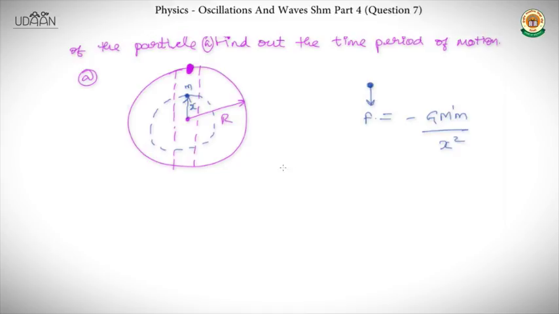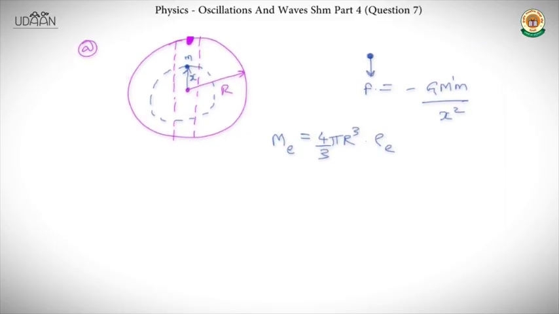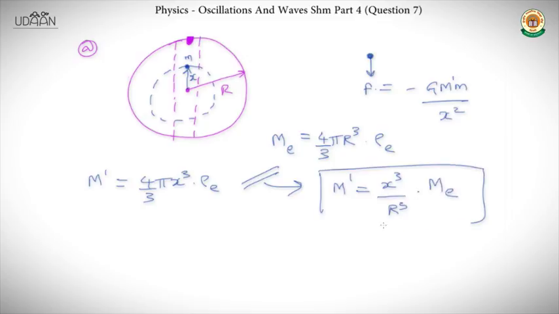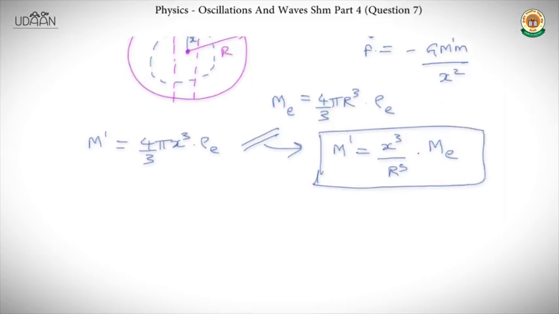So first let's write the mass of earth. Me is equal to 4 by 3 pi capital R cube into density of earth. Let's assume that it has uniform density. So now m dash is 4 by 3 pi x cube into rho e. So from both these you get m dash is equal to x cube by capital R cube into capital Me. Alright, so substitute this in our force.